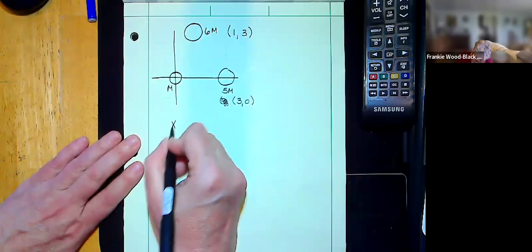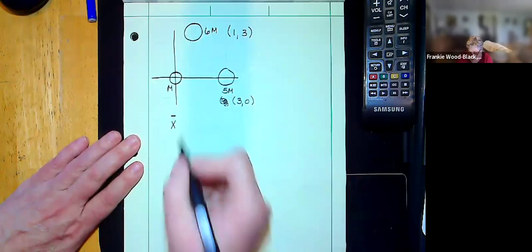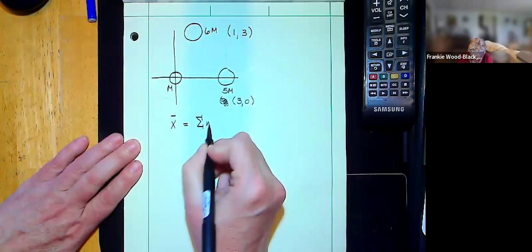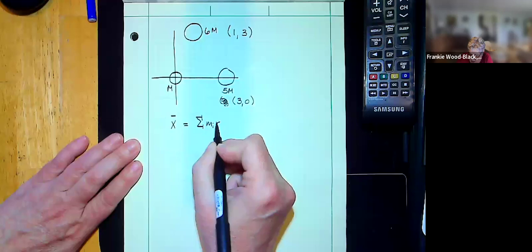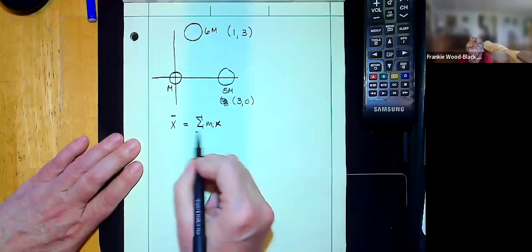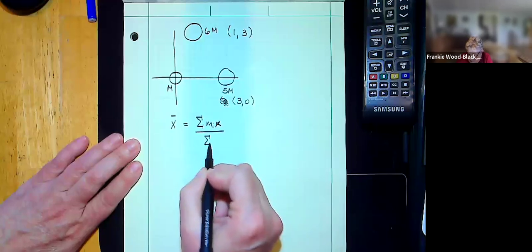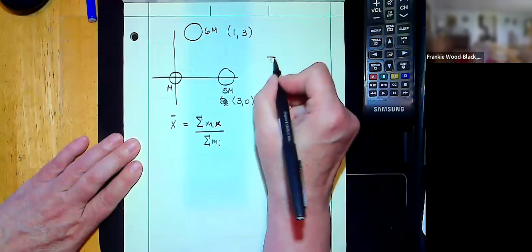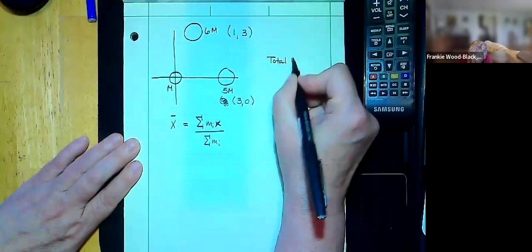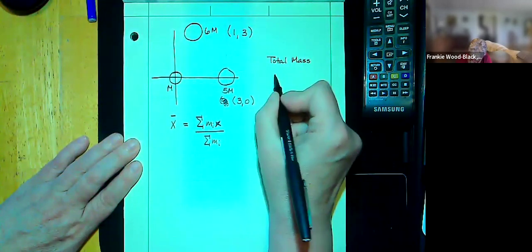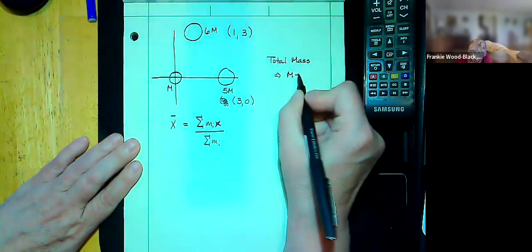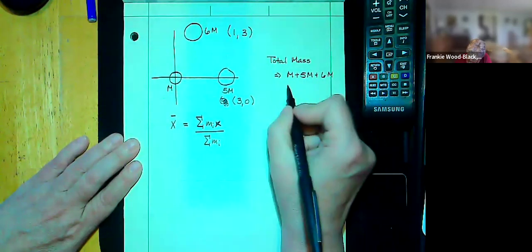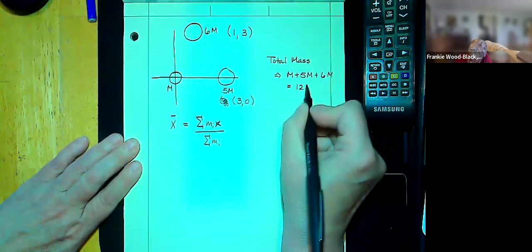My center of mass in the x direction is going to be the sum of the individual masses times their x positions, divided by the total mass. So my total mass for the system is going to equal m plus 5m plus 6m. So that's going to end up being 12m.